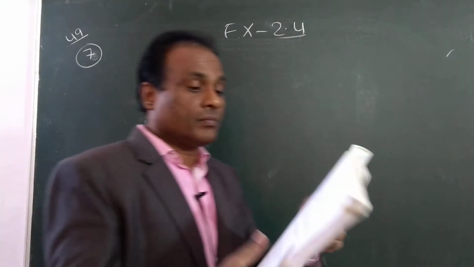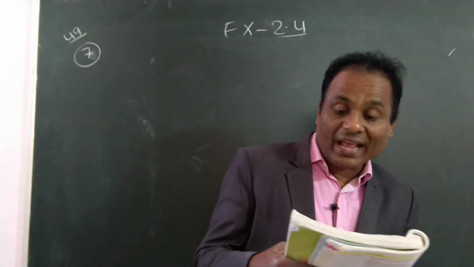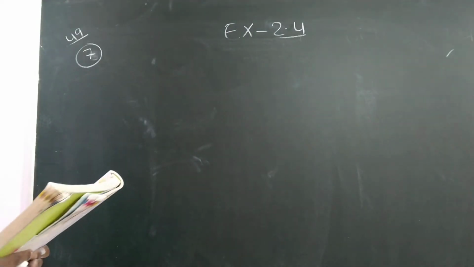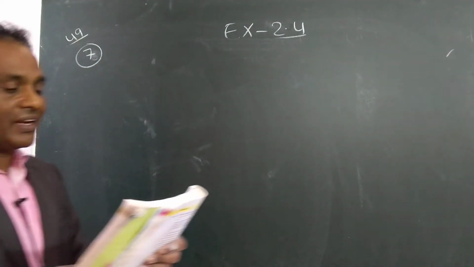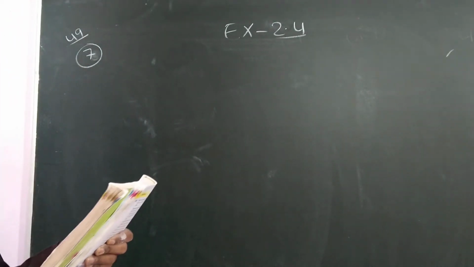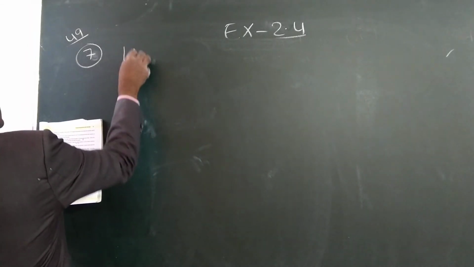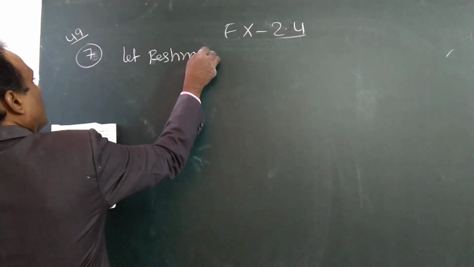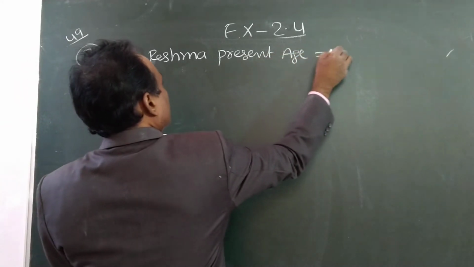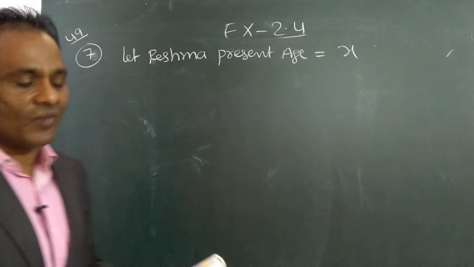In 5 years time, Reshma will be 3 times as old as she was 9 years ago. How old is she now? Reshma will be 3 times as old as she was 9 years ago. How old is she now? Let Reshma's present age be, say, x years. Present age is x. Then what is the condition?